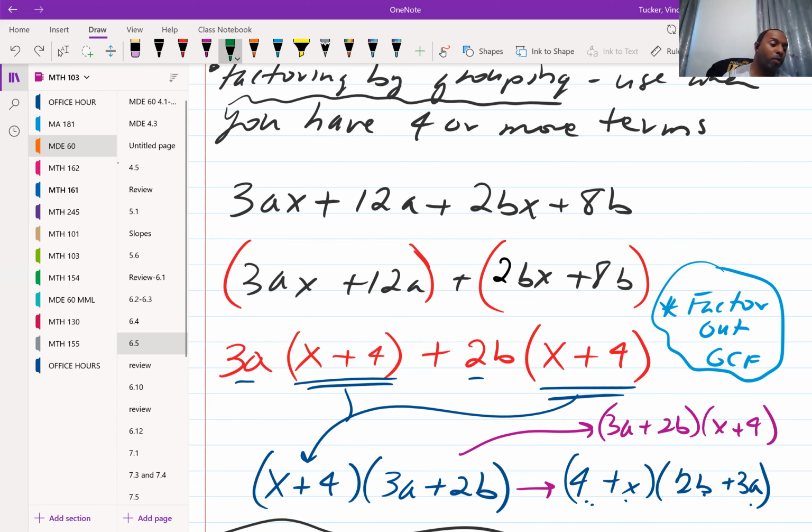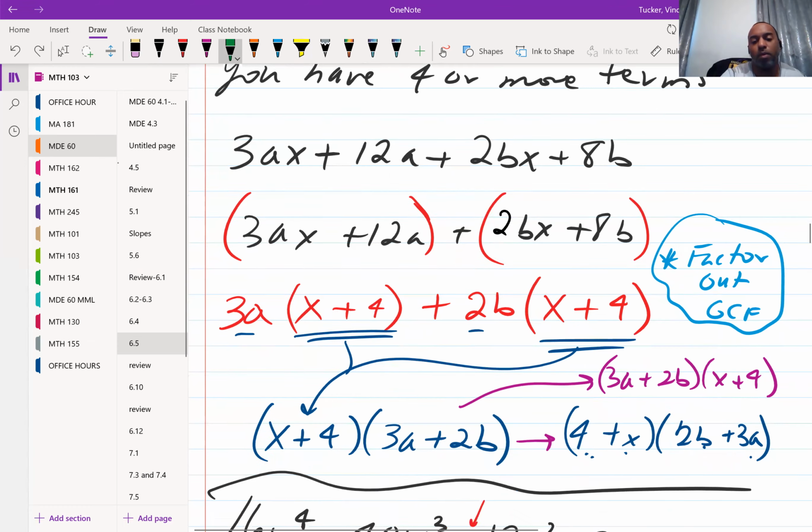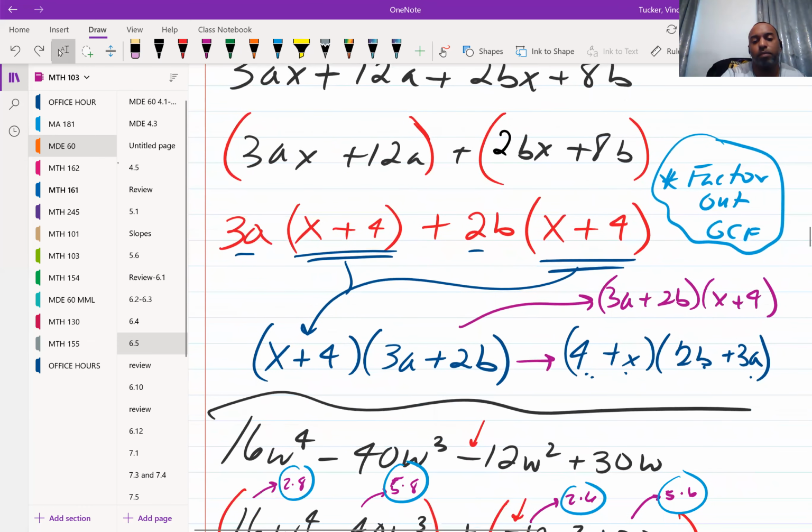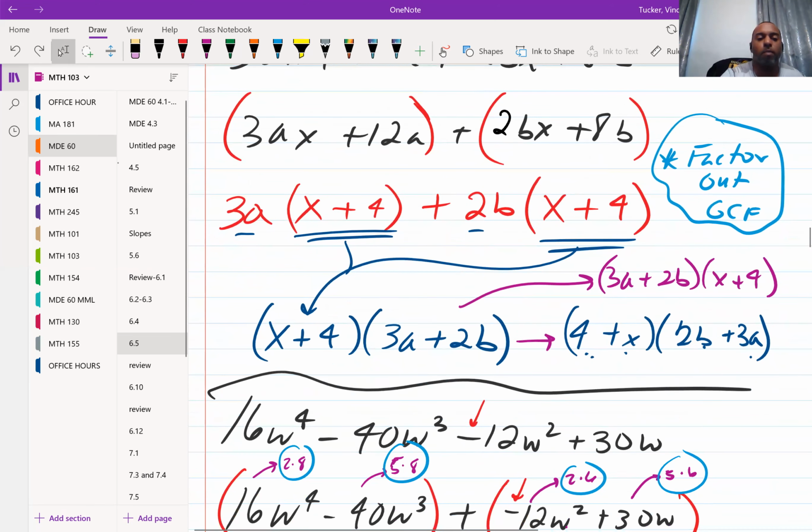Questions on what we did there before we do another one? All right. So 16W to the fourth minus 40W cubed minus 12W squared plus 30W.